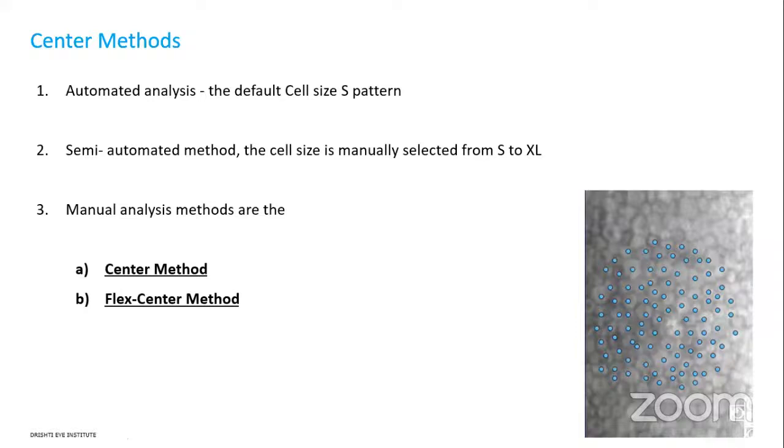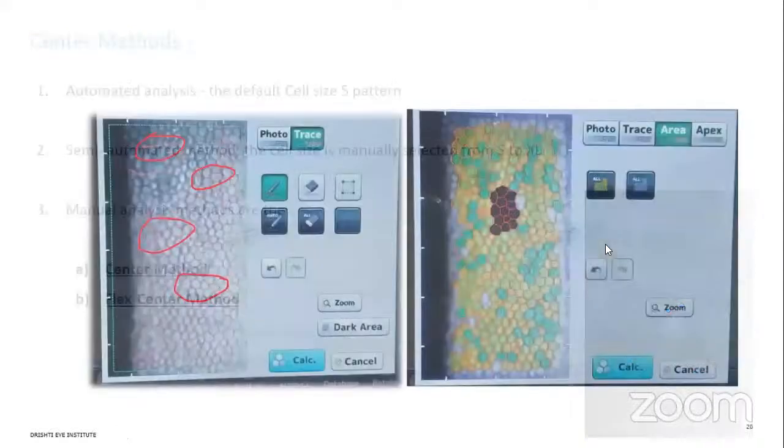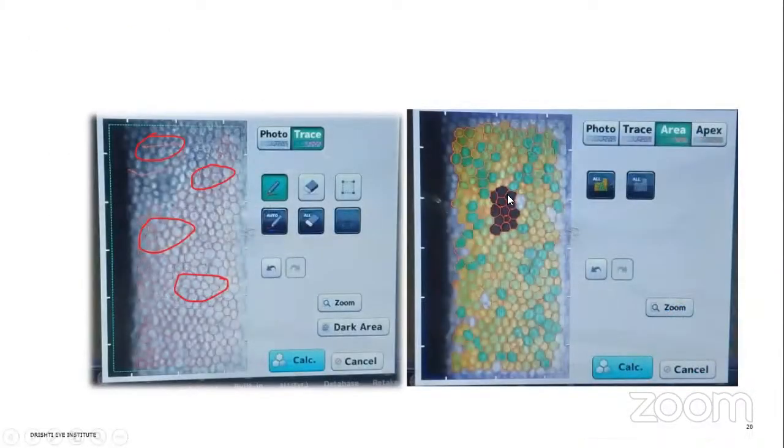In the center method, the center of each cell is marked in the contiguous group, and the software then counts the number of cells by determining the cell area from the entire polygon. And in the flex center method, the outer boundary of all visible cells, as seen here, can be outlined by using an arrow, and we can just analyze the area where we marked.